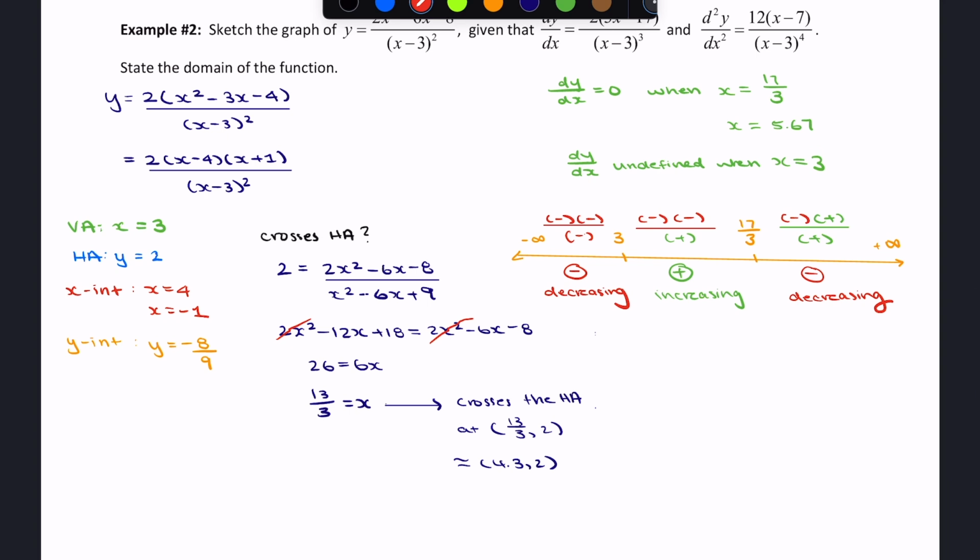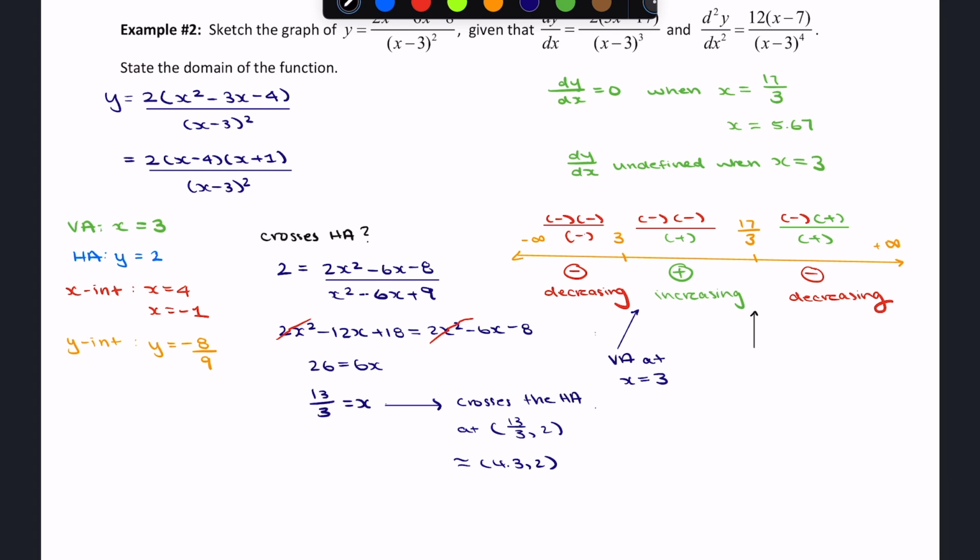Here, what we notice is, again, if we look at our original function, we have a vertical asymptote here at x is equal to 3. And at 17 over 3, we see that there's a local max here. So there's a local max at 17 over 3.